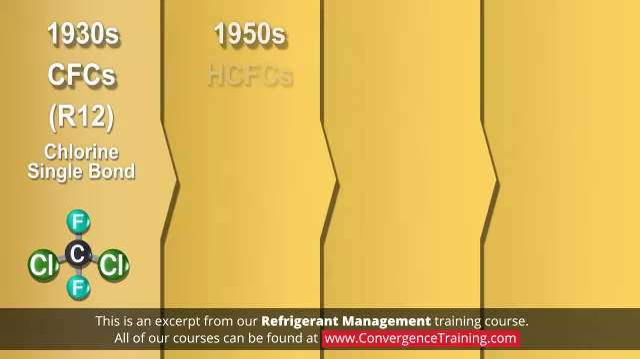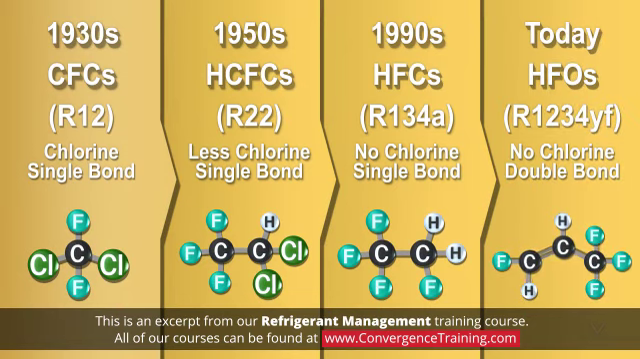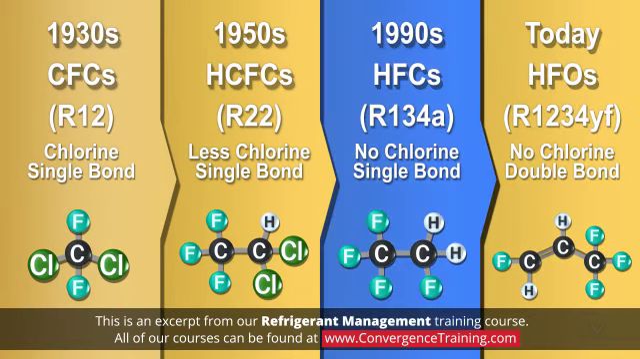As a result, many substitutes for ODS refrigerants, including HFCs like R134A, are covered by EPA regulations and being phased out.